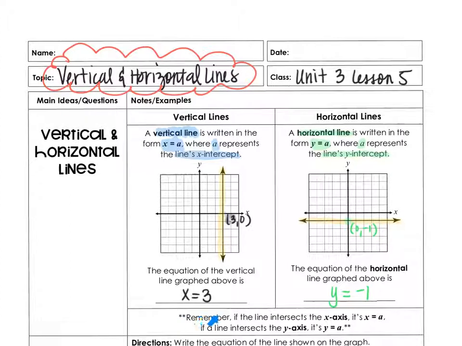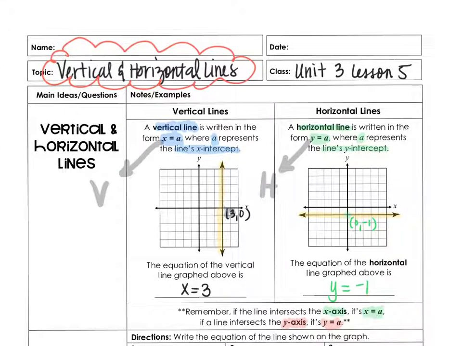Remember, if the vertical line intersects the x-axis, it's an x equals a. And if it intersects the y-axis, that's y equals a. So our x equals, those are our vertical lines, and our y equals, those are our horizontal lines.